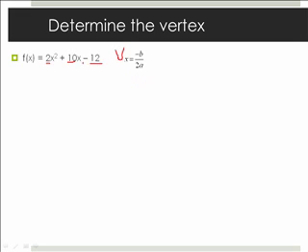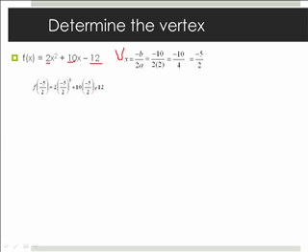So substitute 10 in for b and 2 in for a. You get negative 10 over 2 times 2. 2 times 2 is 4. And negative 10 fourths reduces by 2 to give you negative 5 halves. Okay, so the x value of the vertex is at x equals negative 5 halves. To get the y value, you'd want to substitute in negative 5 halves for x.